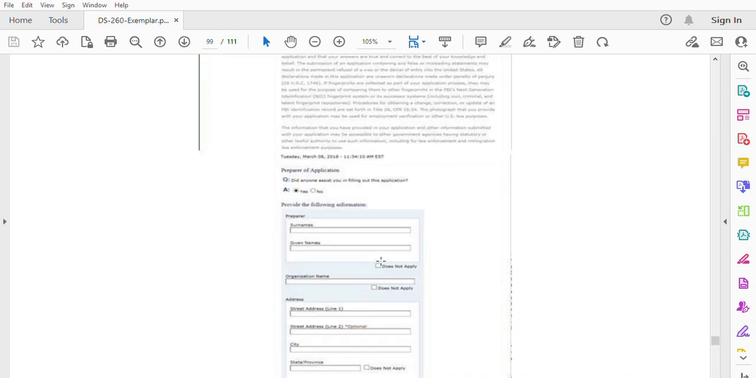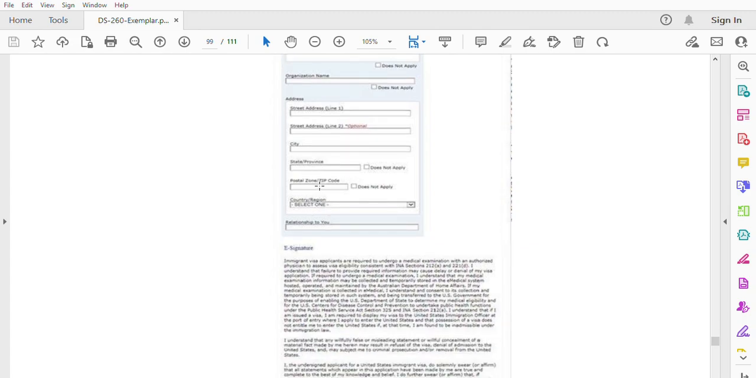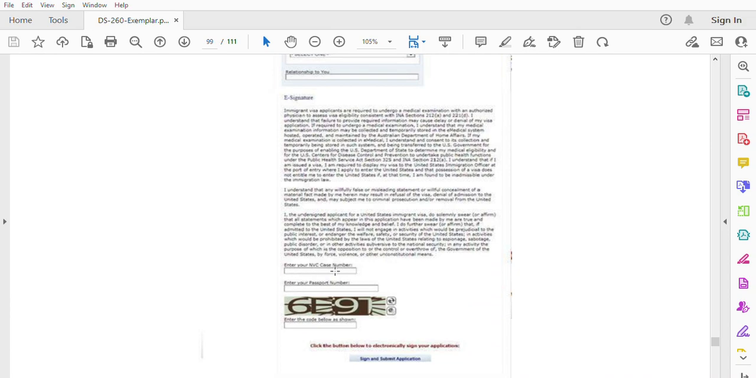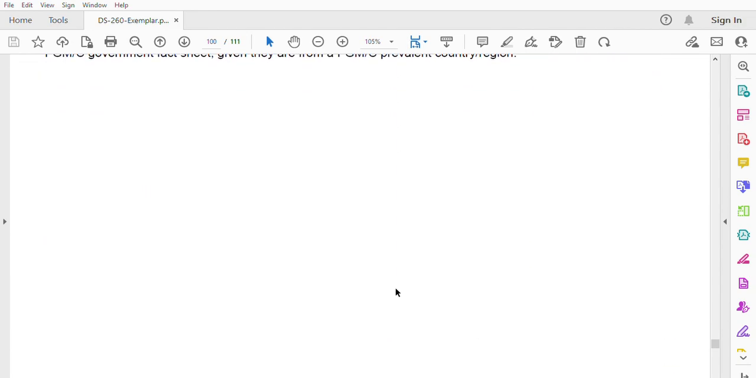Sign and submit the application. If you say yes to the preparer question, this is where you put the preparer information: last name, first name, address, city, state, where he lives. You gotta answer the NVC case number, the passport number, and you enter the characters below, and you go to the next page.